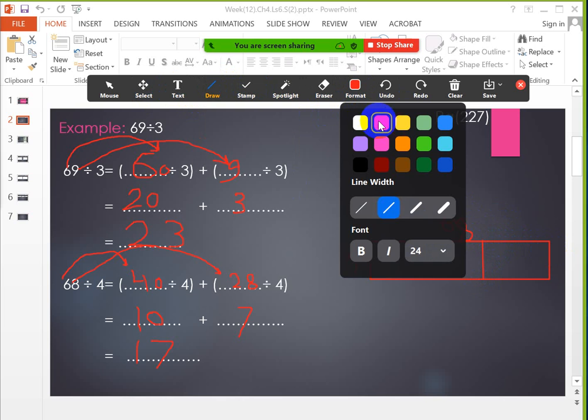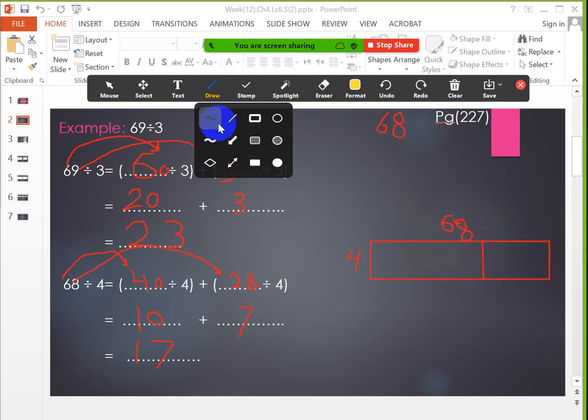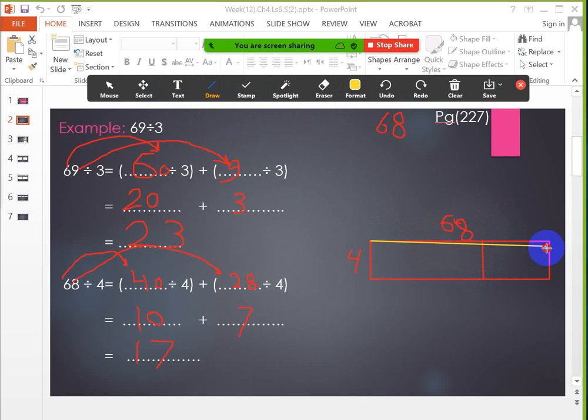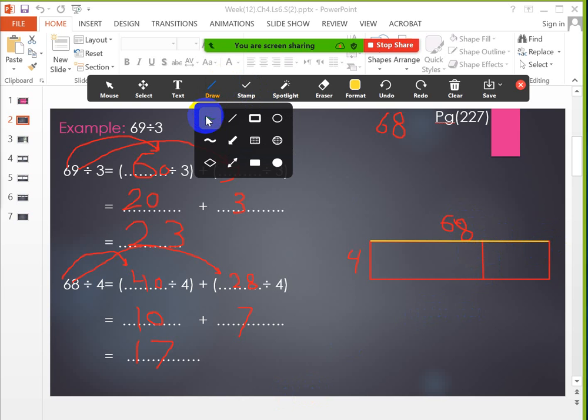Okay, I will color it for you. Look, this long distance in the yellow color. I want to divide it into two parts. Why? Because I want to divide this number by 4. So I will divide this 68 into two numbers, each one able to be divided by 4.